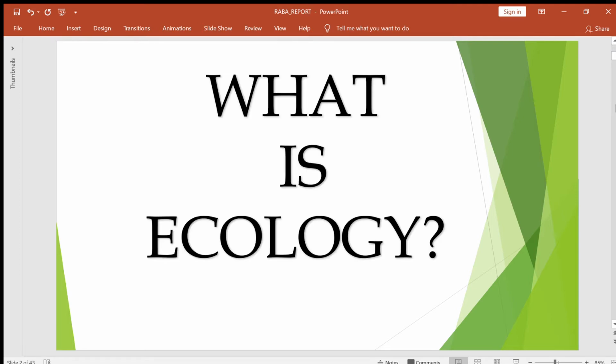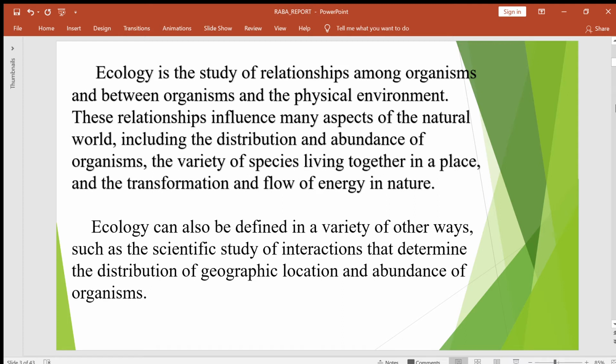What is ecology? Ecology is the study of relationships among organisms and between organisms and the physical environment. These relationships influence many aspects of the natural world, including the distribution and abundance of organisms, the variety of species living together in a place, and the transformation and flow of energy in nature. Ecology can also be defined in a variety of other ways, such as the scientific study of interactions that determine the distribution, geographic location, and abundance of organisms.